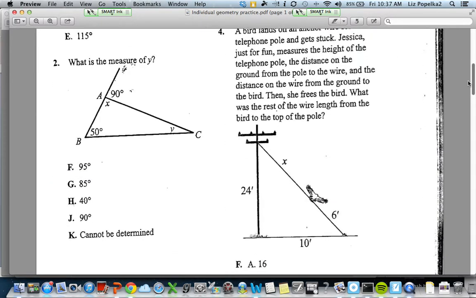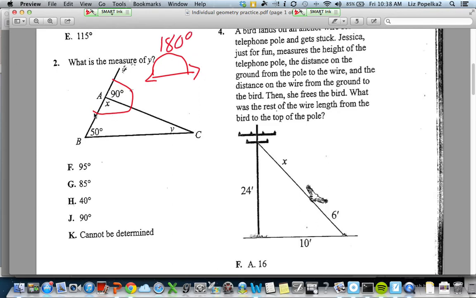Number two, what is the measure of y? This one requires a little bit of additional background knowledge. Notice that these two angles right here, if you look at them together as a group, they form a straight line. You might recall from 7th grade that any angle that makes a straight line, you measure all the way around and it comes to a total of 180 degrees, just like a triangle does.